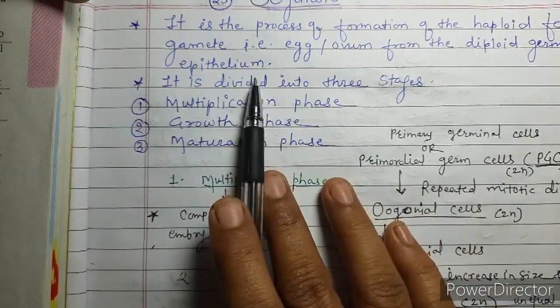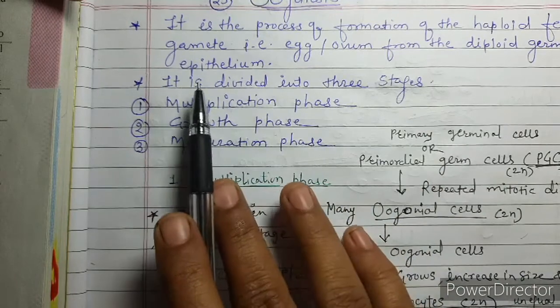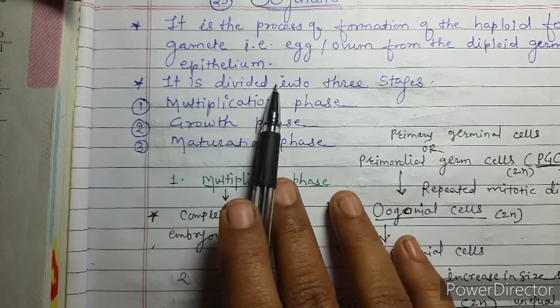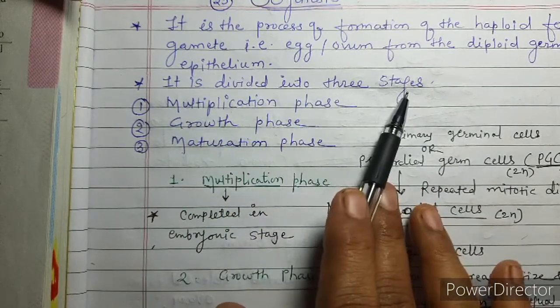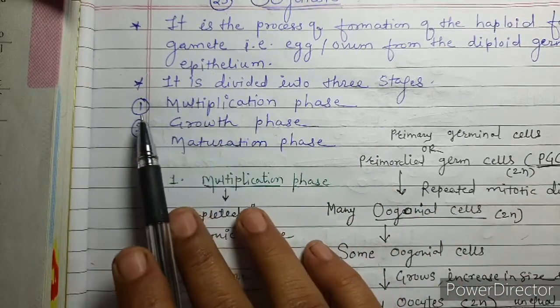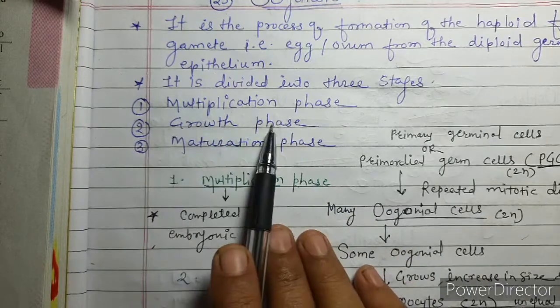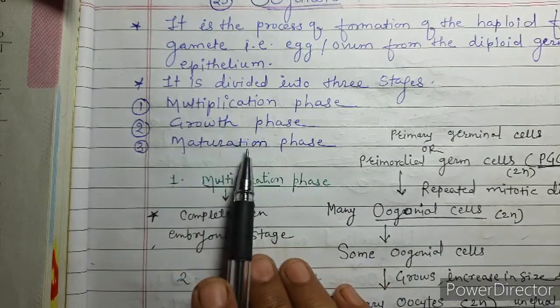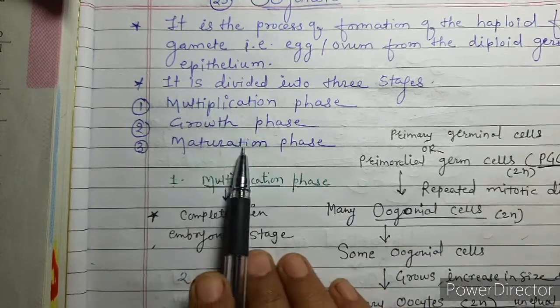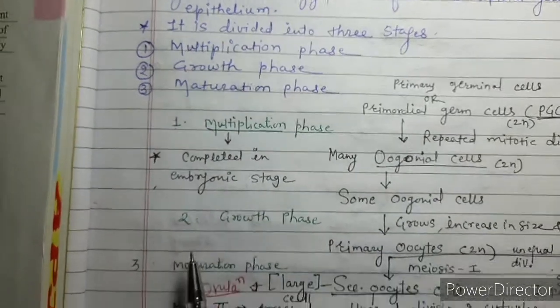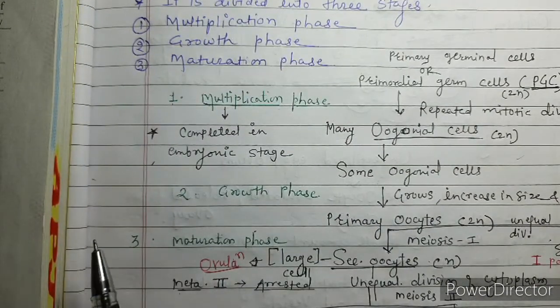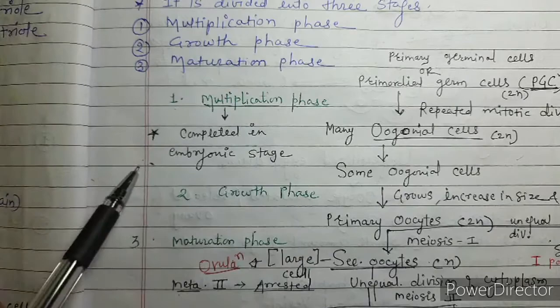Now, see here, like spermatogenesis, oogenesis is also divided into 3 stages. Same names are there: the first phase is the multiplication phase, the second phase is the growth phase, and the third phase is the maturation phase. Same phases are there. I will show you the diagrams from the textbook.